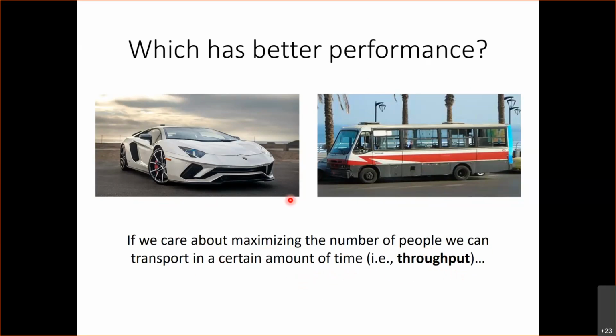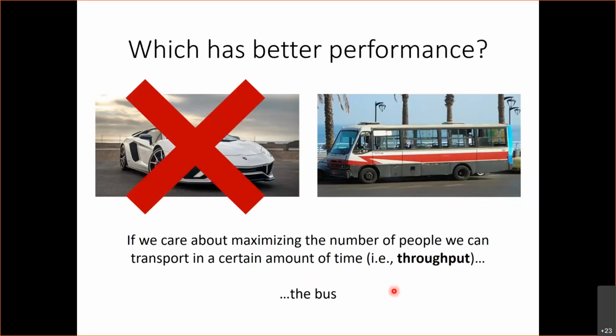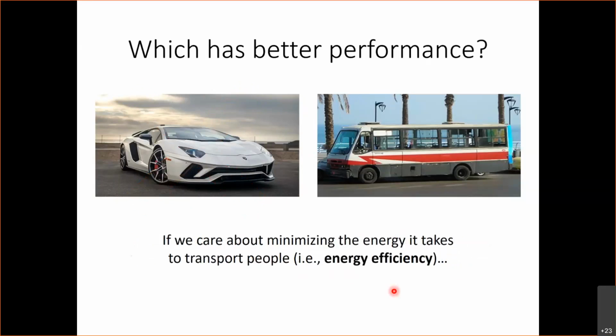because the bus can take maybe 20 people at the same time, but if I wanted to take 20 people in the car, I would probably have to make around 4 or 5 trips. So that's likely going to take more time in total. So if I cared about throughput, then the bus in this case would have better performance. What if my performance metric was energy efficiency? So if we care about minimizing the energy that we need to spend in order to transport one person from one place to another, which of these will be more energy efficient, the car or the bus?